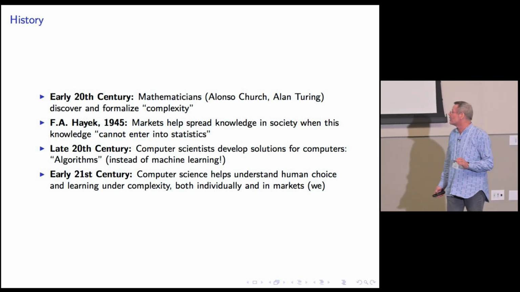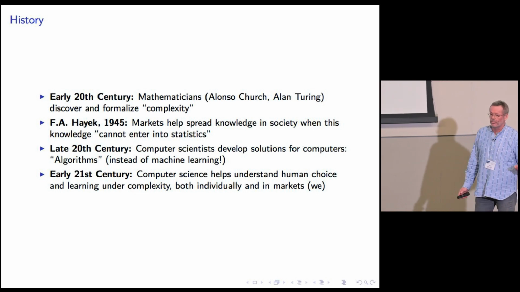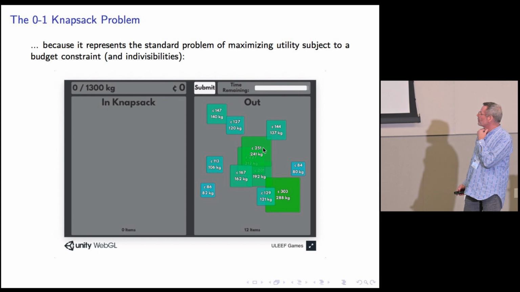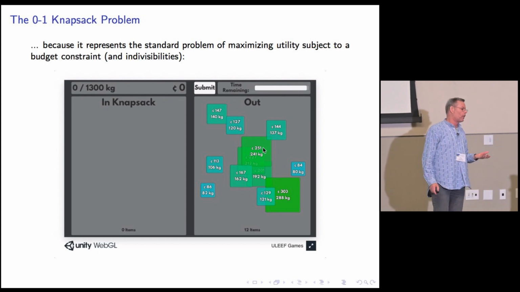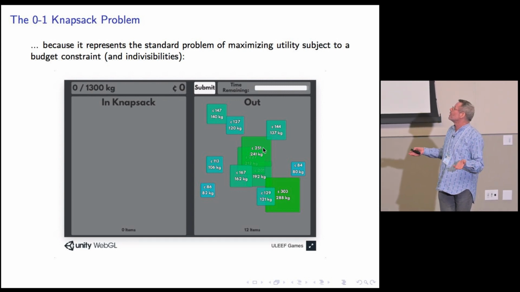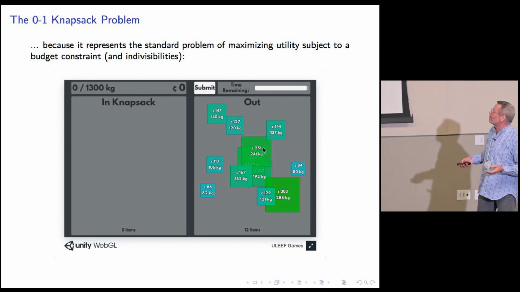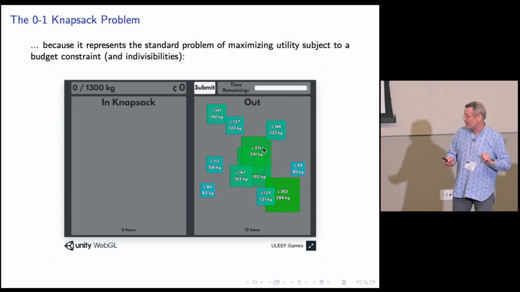So we have been doing this since 2005, and I'll say a little bit. Most of this is published. Actually, everything is published in the science and engineering or computer science literature. So we're going to focus today on the 0-1 abstract problem, not the graph coloring problem. Why? Because it actually is the canonical problem in economics. It's maximizing utility subject to a budget constraint. And there are indivisibilities. The indivisibilities make it very hard.